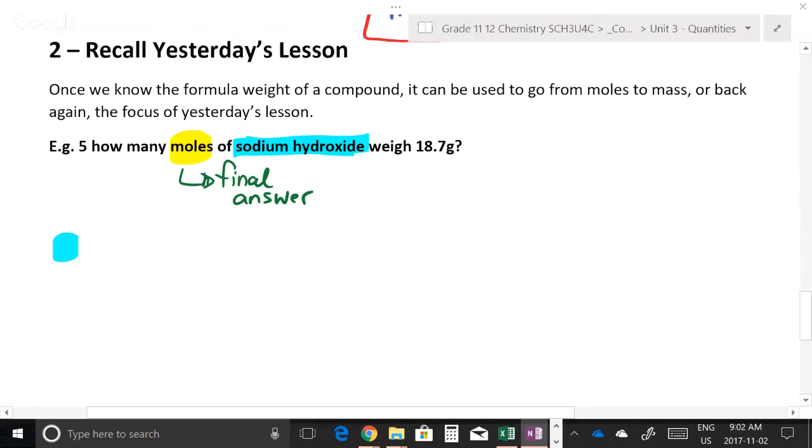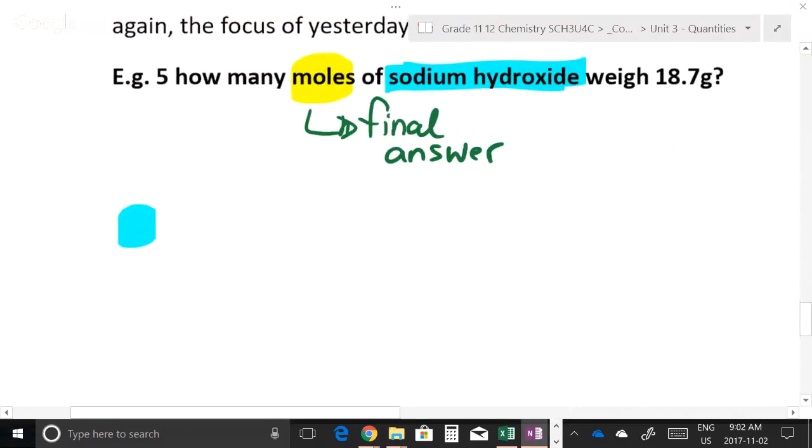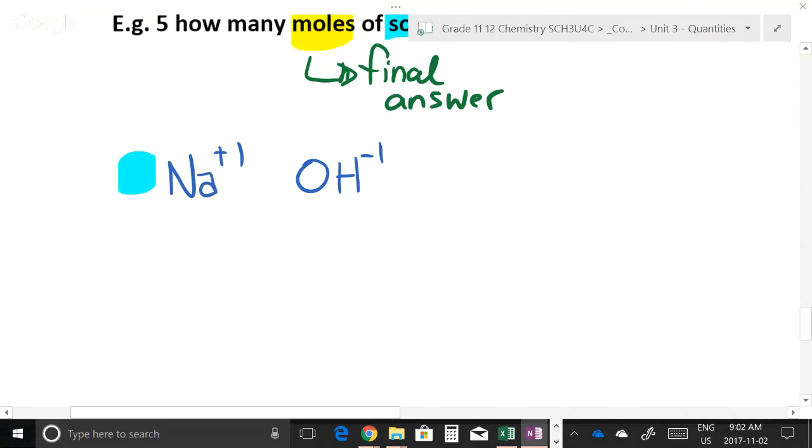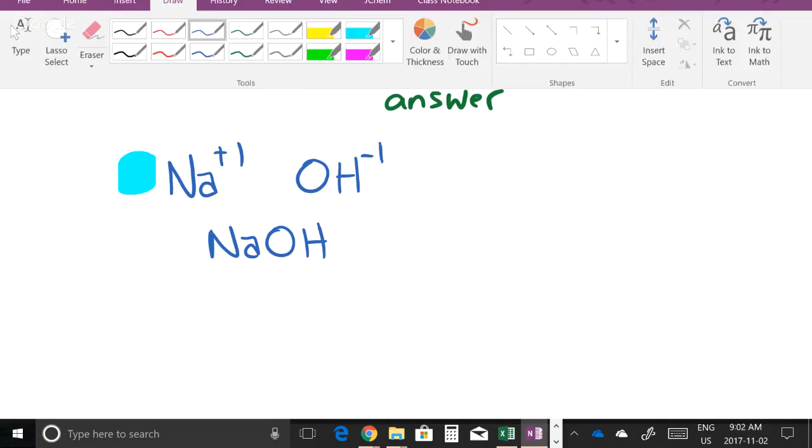How do I figure out the formula of something? We've done this a million times, but I write out what? So sodium takes what charge? Yeah, Na takes +1. And what is hydroxide? OH, and what charge does it take? -1. Good. So what will the formula of this thing be? NaOH. Very good.